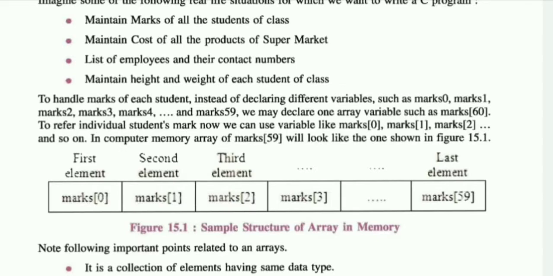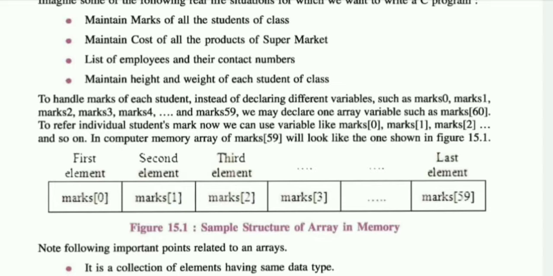Then the second element will be stored in the marks 1 place. The third element will be stored in the marks 2 place. Then after that, marks 3 until marks 59. So this is the representation, the sample structure of an array in your computer memory.